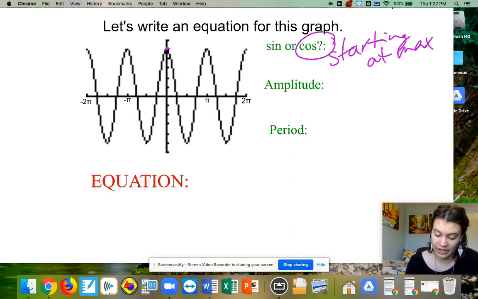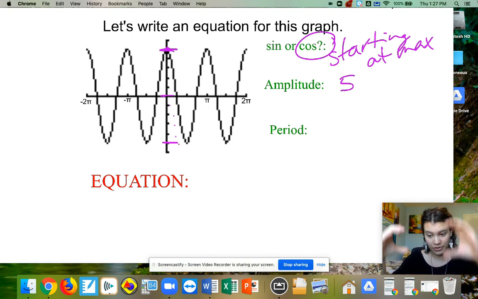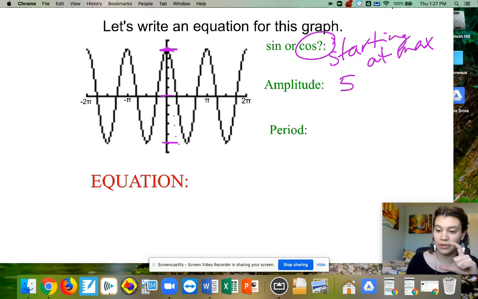Here we want to figure out the amplitude. So this would be the bottom, this is the top, there's half in between. You can count 1, 2, 3, 4, 5. So the amplitude is 5. Be careful here, if you're shifted up or down, you want halfway from the middle of your graph, not necessarily 0. Then to find your period, this is 2 pi.